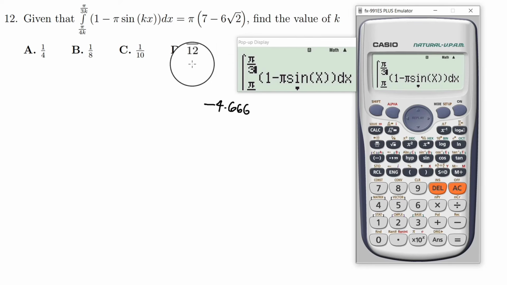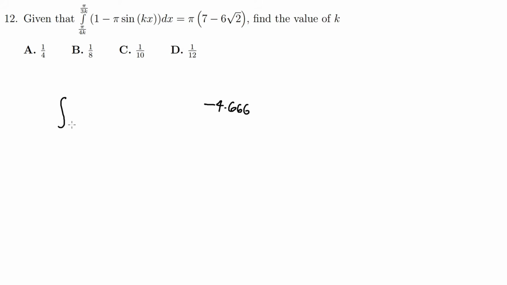Alright, now you know that if my k is 1 over 4, that means if I substitute k here to be 1 over 4, I'm going to have this to be pi. Then here will be 4 pi over 3. I hope you get the idea. This is what I'm saying. Here we have this to be pi over 4k, and here we have this to be pi over 3k.